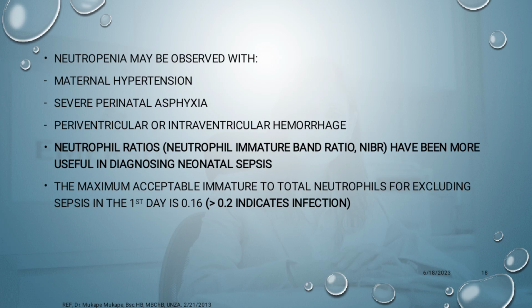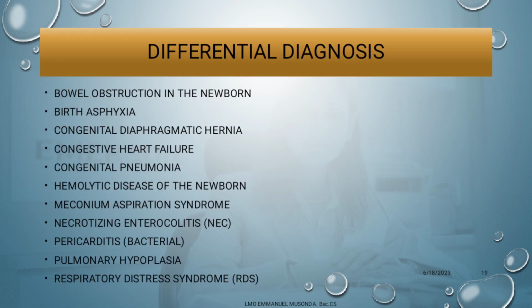Then neutropenia may be observed with maternal hypertension, severe perinatal asphyxia, and periventricular or intraventricular hemorrhage. Neutrophil ratios, so the neutrophil immature band ratio or NIBR, have been more useful in diagnosing neonatal sepsis. The maximum acceptable immature to total neutrophil ratio for excluding sepsis in the first day is 0.16, and if it is more than 0.2, it indicates infection.